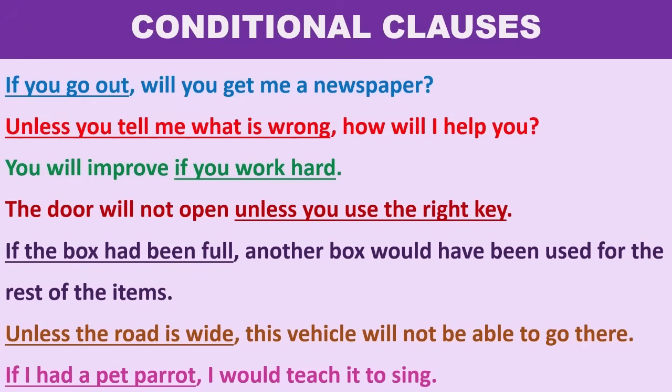Unless you tell me what is wrong, how will I help you? Now the main clause is how will I help you? And the conditional clause is unless you tell me what is wrong. The word unless, which is a conjunction, joins this clause to the sentence.